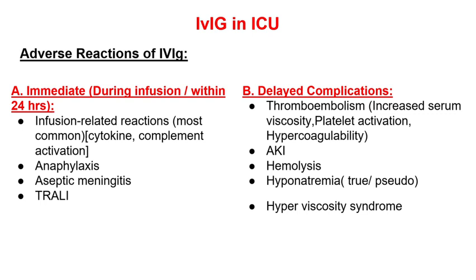So, IVIG in ICU. Adverse reactions of IVIG will be immediate and delayed complications. Immediate will be infusion-related reactions, the most common, which is due to cytokine or complement mediated, anaphylaxis, aseptic meningitis, and TRALI. Delayed complications may be thromboembolism, hemolysis, hyponatremia, hyperviscosity syndrome.